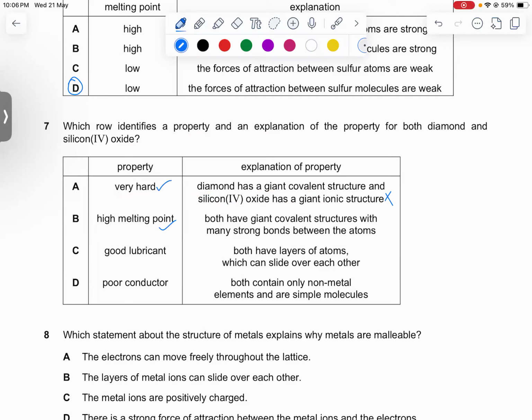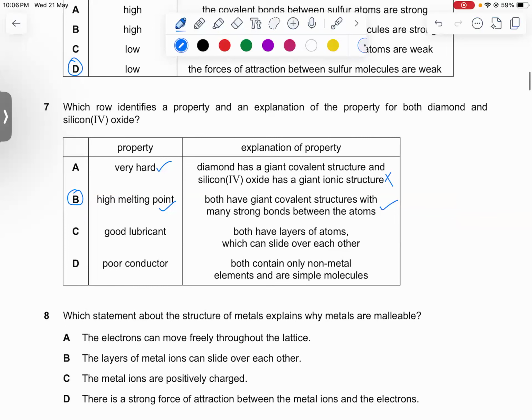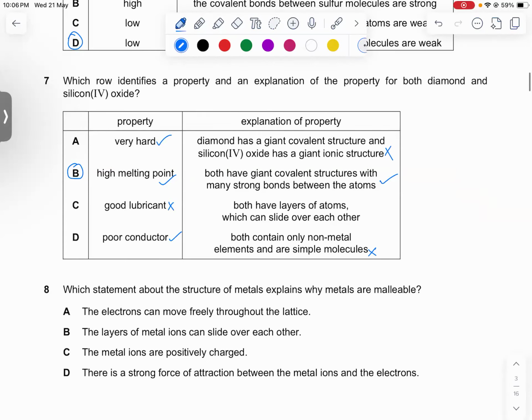Both have giant covalent structures with many strong bonds between the atoms. Well, everything sounds perfect in B option, so let's say good lubricant, that is wrong. Poor conductor, that is correct. Both contain only non-metal elements and are simple molecules, that is wrong. All right, so the correct answer was B because both ticks.